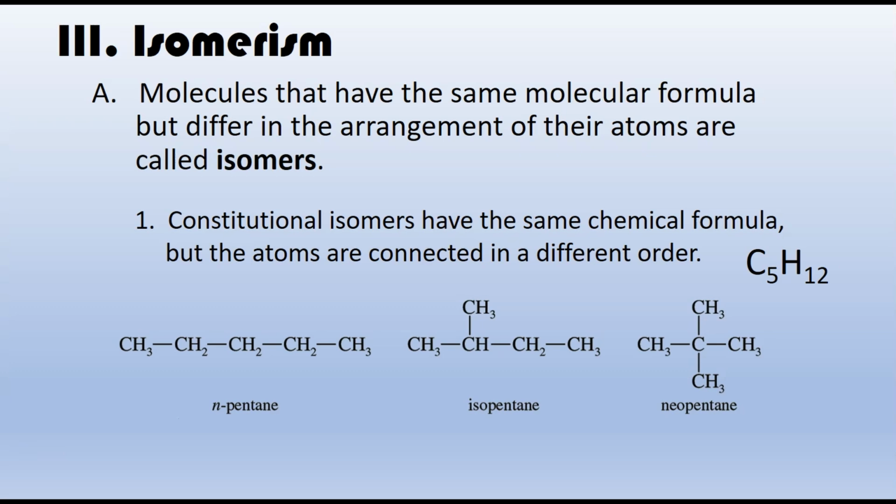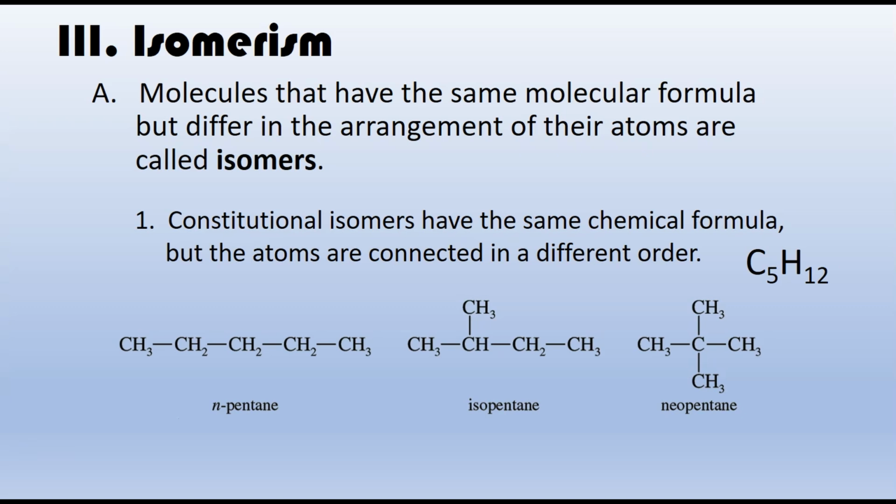Last topic in chapter 1 is going to be isomerism. What is isomerism? We have lots of different types of isomers in organic chemistry. Molecules that have the same molecular formula but differ in the arrangements of their atoms are called isomers. First flavor of isomer we're going to look at is called the constitutional isomer.